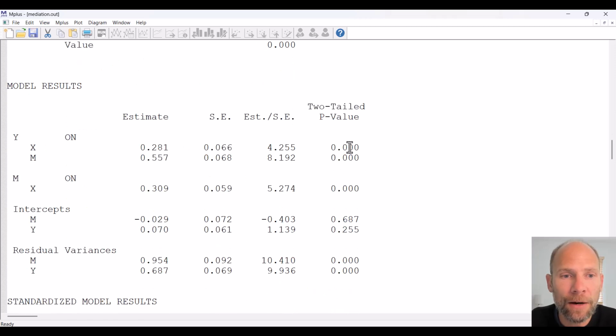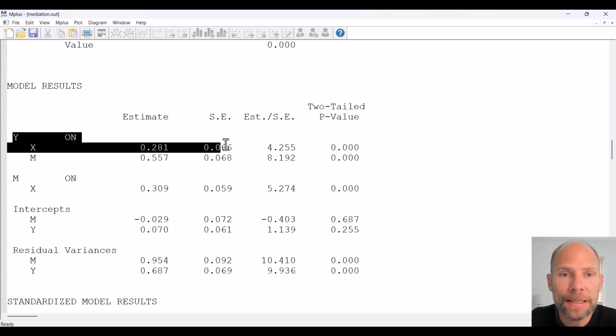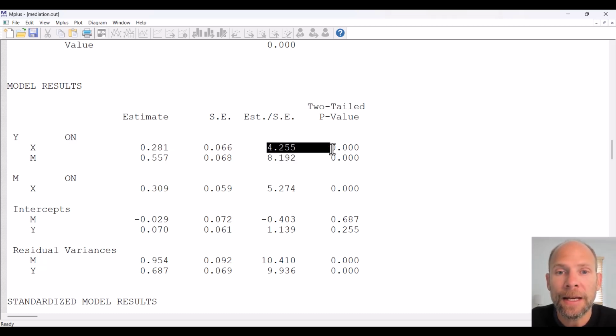So when we scroll down, we find the model results, and those are all the direct effects. We have the path C prime from X to Y. You can see that this path here is 0.281 in the unstandardized solution, and it has a standard error of 0.066 and a test statistic of 4.255. That's a Z statistic, and that Z statistic is significant at the 0.05 level, as shown by the two-tailed p-value here at the end, which is very small.